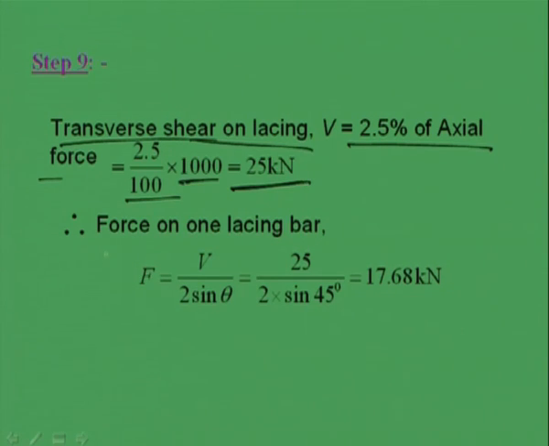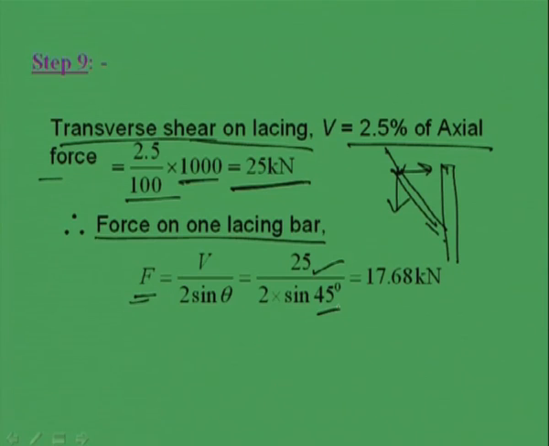So, now for single lacing system we know this force will become V by 2 sin theta, because this is in angle. So, if this is the main bar, then we have one system like this and another will be becoming like this. So, F will become V by 2 sin theta, right. So, V is 25 and theta value is 45 degree. So, we can find out 17.68 kilonewton.